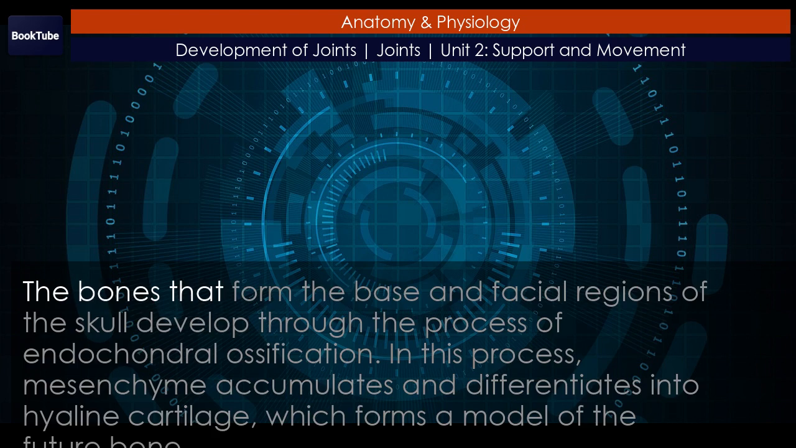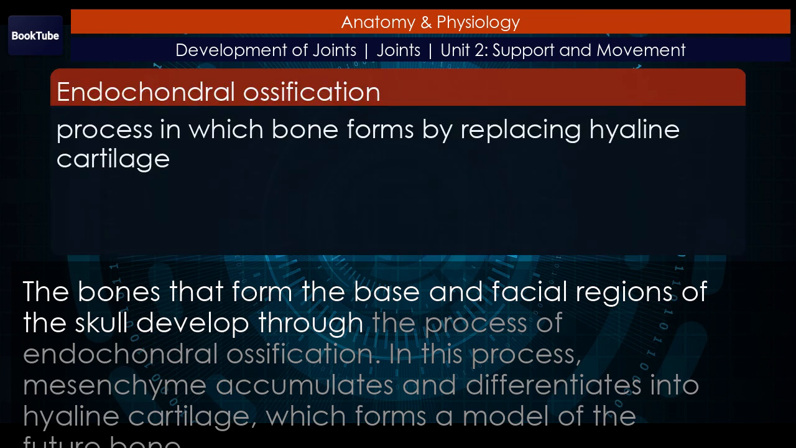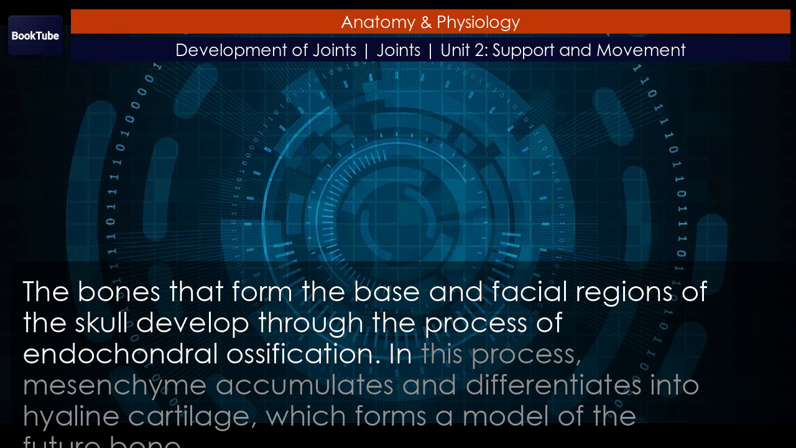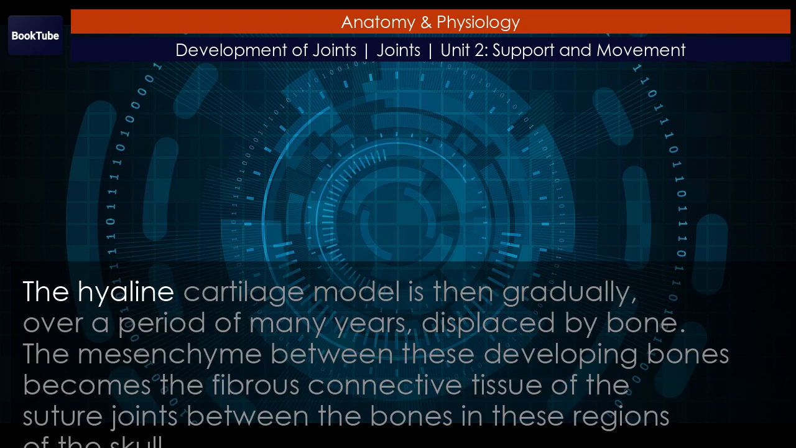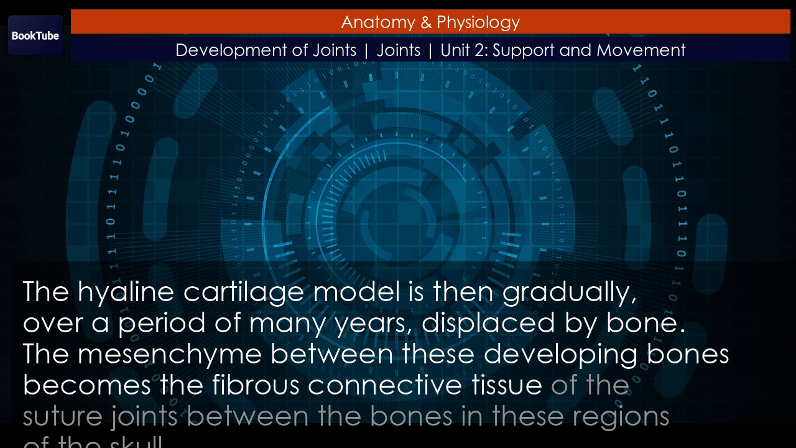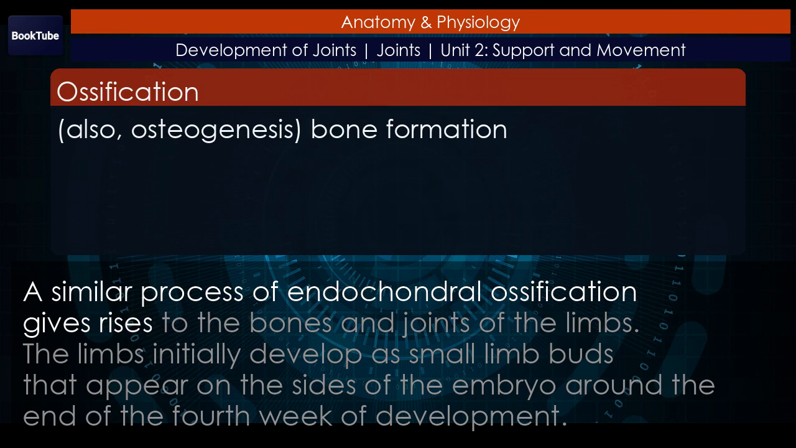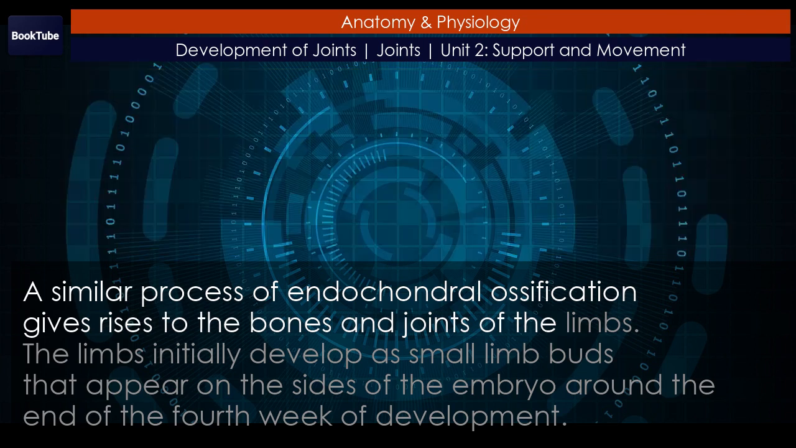The bones that form the base and facial regions of the skull develop through the process of endochondral ossification. In this process, mesenchyme accumulates and differentiates into hyaline cartilage, which forms a model of the future bone. The hyaline cartilage model is then gradually, over a period of many years, displaced by bone. The mesenchyme between these developing bones becomes the fibrous connective tissue of the suture joints between the bones in these regions of the skull. A similar process of endochondral ossification gives rise to the bones and joints of the limbs.